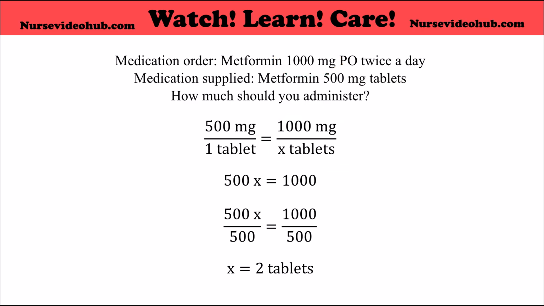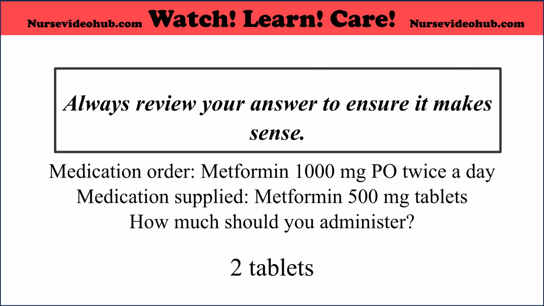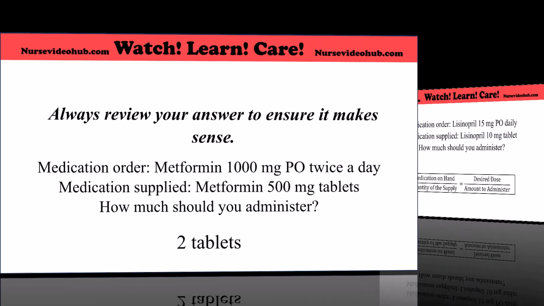Solve for the number of tablets by cross-multiplying. 500 milligrams times X tablets, 1,000 milligrams times 1 tablet. This results in 500x equals 1,000. Divide both sides by 500 to solve for x, and x equals 2. You would administer 2 tablets. Always review your answer to make sure it makes sense. The reverse method is to multiply the amount to be administered, 2 tablets, by the concentration available, 500 milligrams, which equals the prescribed dosage, 1,000 milligrams.